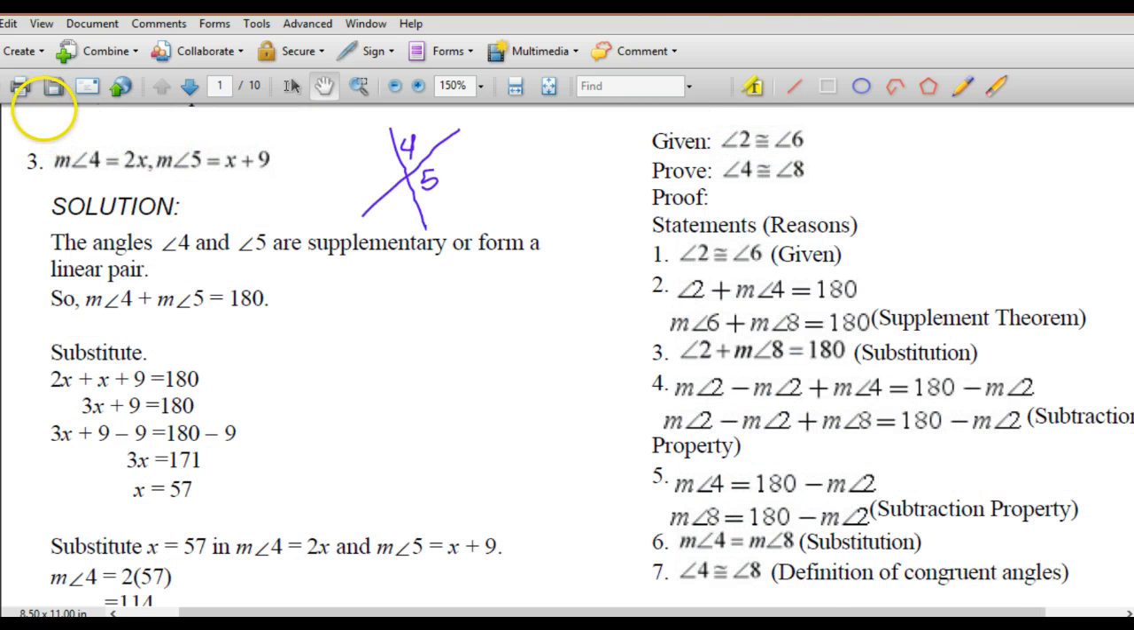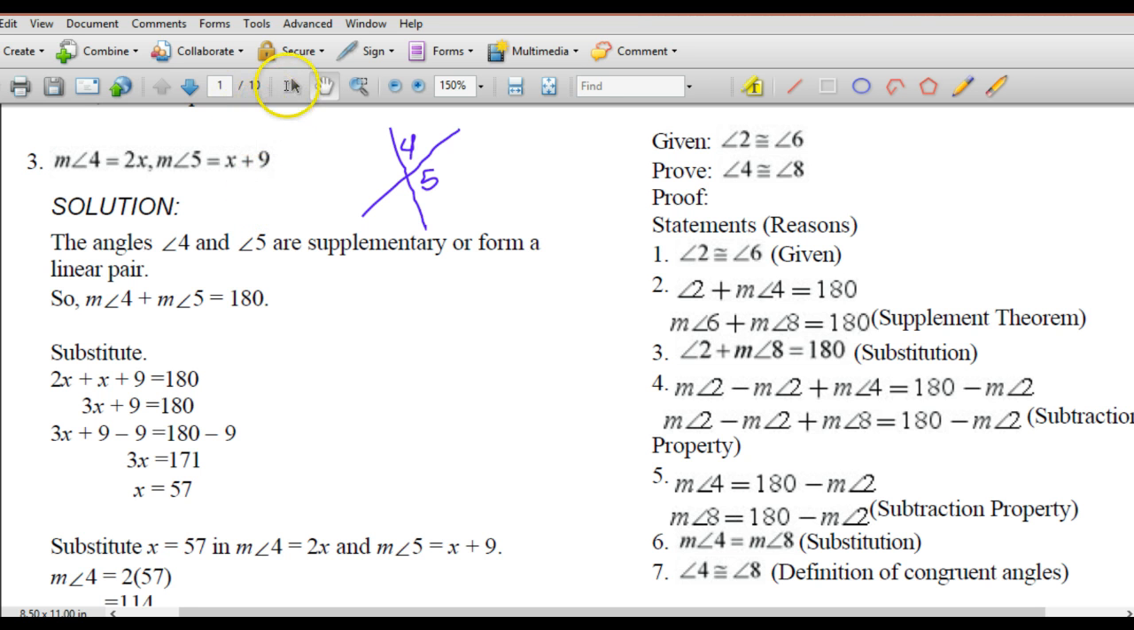For number 3, we're given the measure of 4 is 2x and the measure of 5 is x plus 9. So by the supplements theorem, we know that these two angles will be supplementary. The supplements theorem states that if you have two adjacent angles that form a linear pair, then they are supplementary. So then they add up to 180.